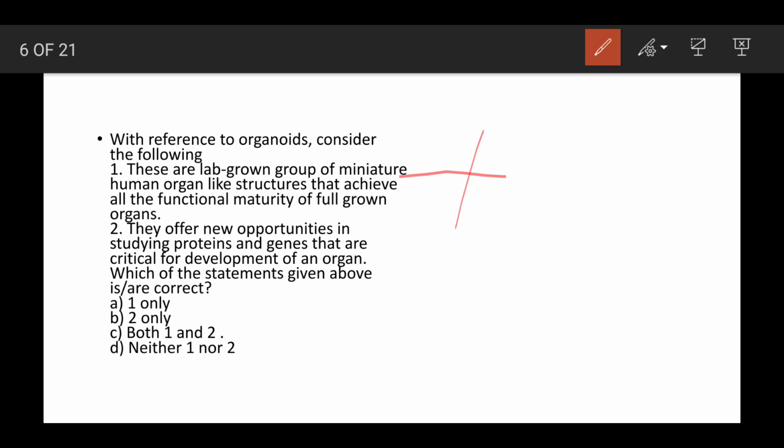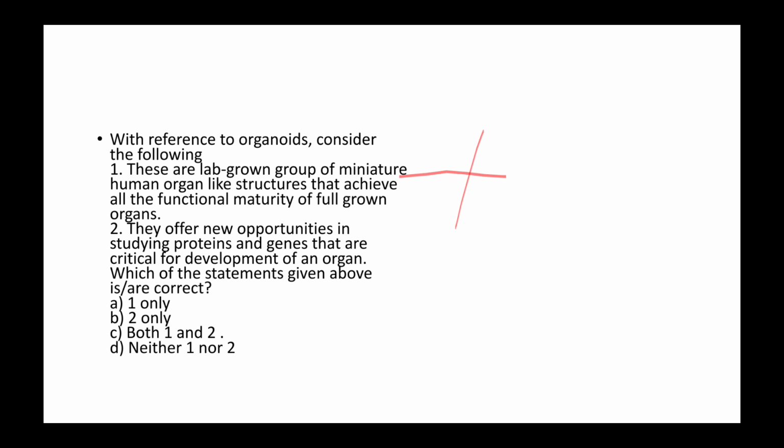Another statement is: they offer a new opportunity in studying proteins and genes that are critical for the development of organs. We all know that studying proteins and genes is critical for the development of organs. But here it is about studying the organoid. We want to learn about proteins and genes, so it is a new opportunity for studying proteins and genes. So the correct answer is 2 only.